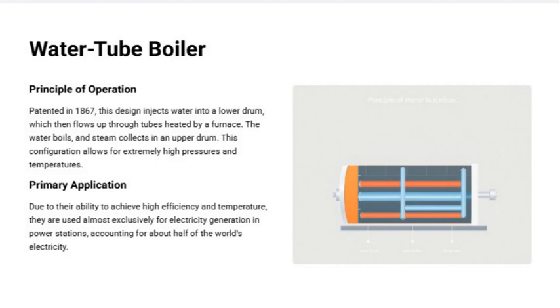generation. Speaking of which, the primary application of these boilers is in electricity generation at power stations. Their ability to achieve high efficiency and operate at high temperatures makes them almost exclusively suited for this purpose. In fact, they account for about half of the world's electricity production, highlighting their critical role in our energy infrastructure. So, in the context of our overall presentation, understanding this design helps us appreciate how advancements in boiler technology have directly contributed to more efficient and sustainable power generation on a global scale.